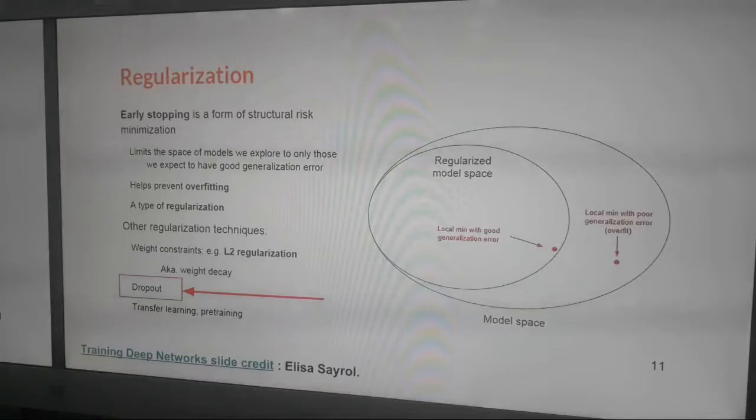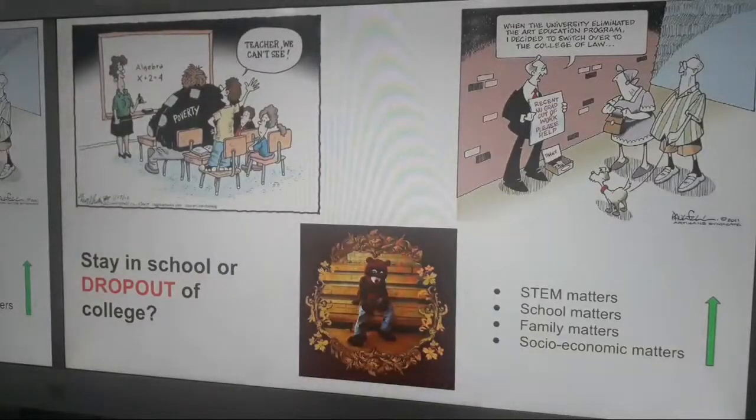There are other forms of regularization: weight constraint, L2 normalization. You're going to discuss that. Then dropouts, I'm going to talk about dropout, then transfer learning. Let's talk about dropouts.